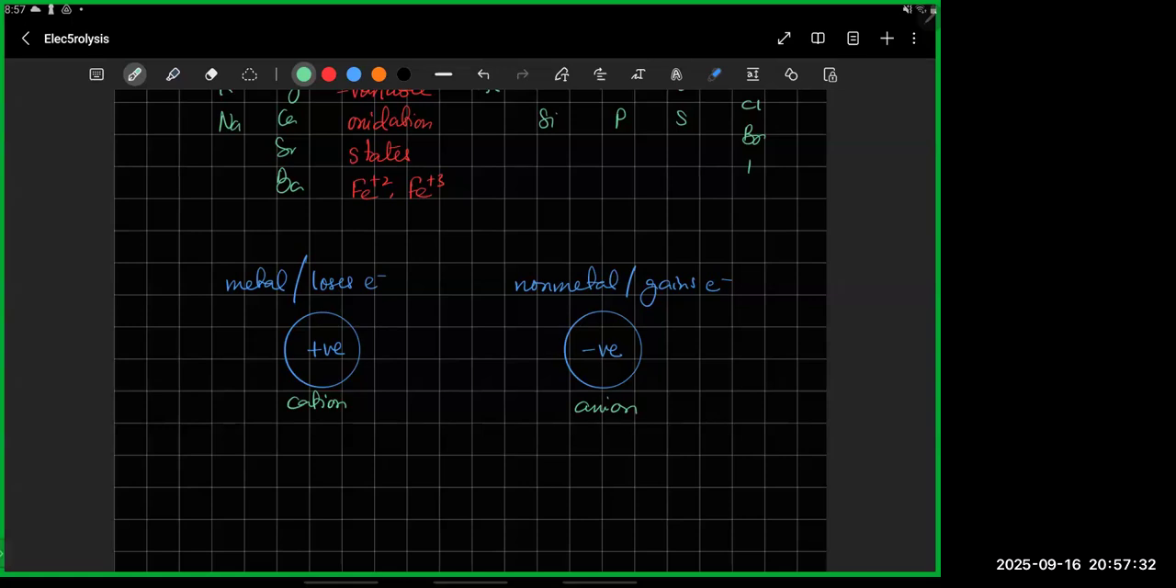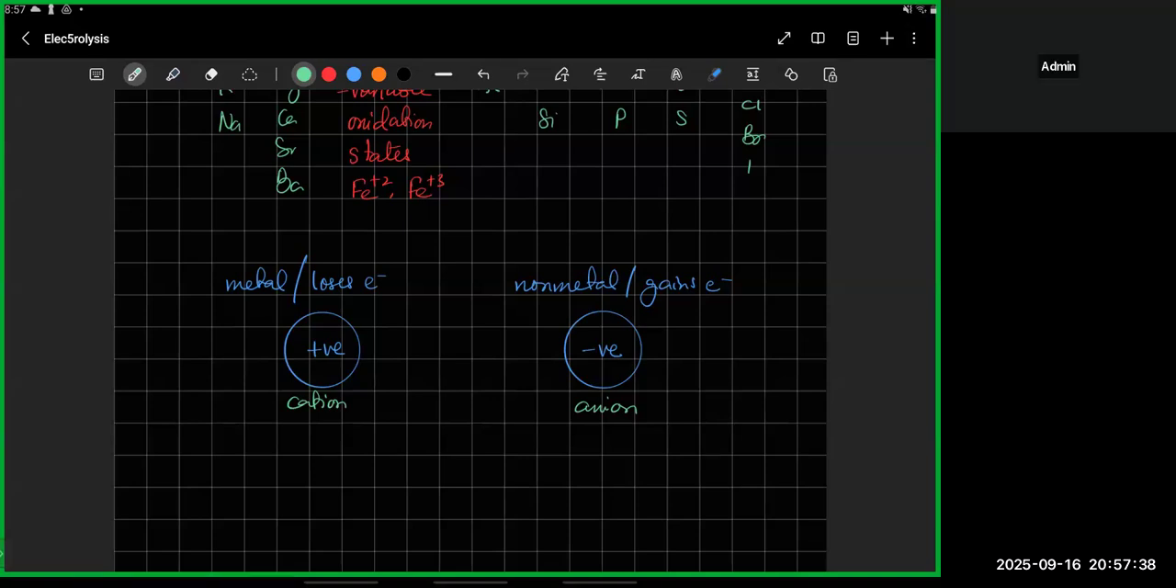अच्छा, camera on you, right? अच्छा, you got cation and you got anion.